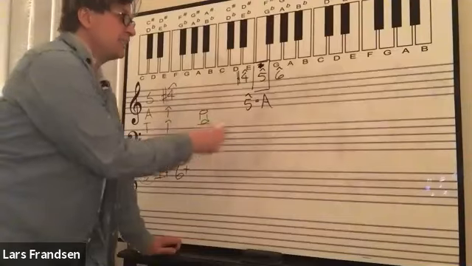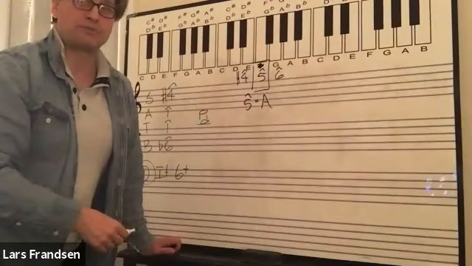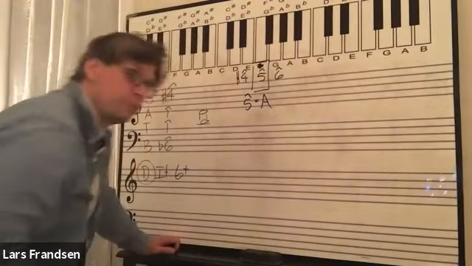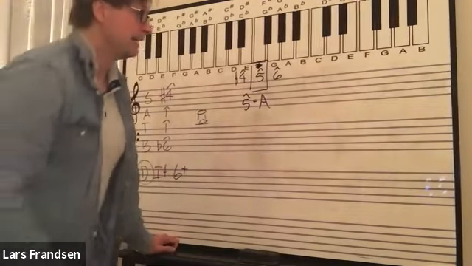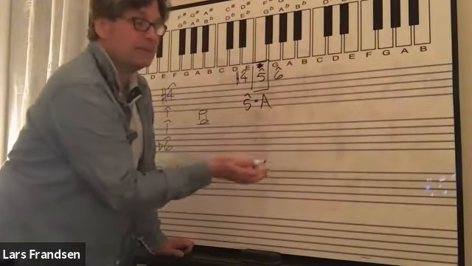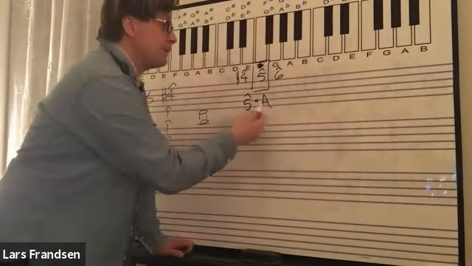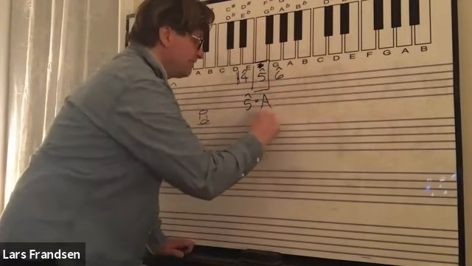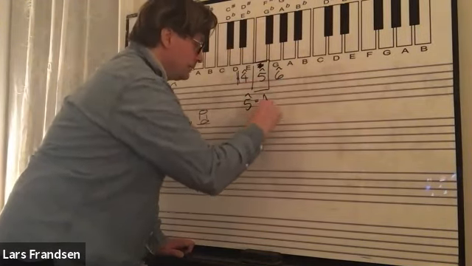So flat 6 is basically a half step up from A. And that would be, anyone? I'll show you how. It's not A sharp, but it's the same pitch as A sharp, but it has to be spelled with the next letter name up. So flat 6 is B flat. Very simple.